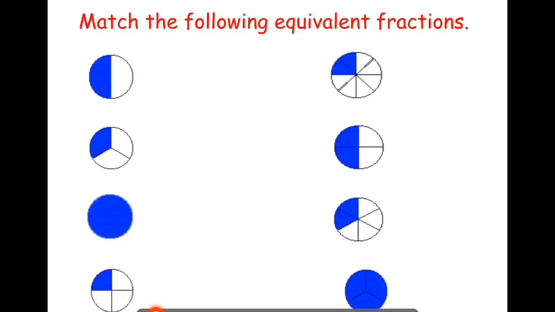Now here is a very good exercise for you. Let's find out what it is. Simply, you have to match the following equivalent fractions. Here some fractions are given to you, and here also some fractions are given to you. You have to simply match them. So how can you do it? First of all, write down the fractions for all these. This is what? 1 upon 2. This is 1 upon 3.